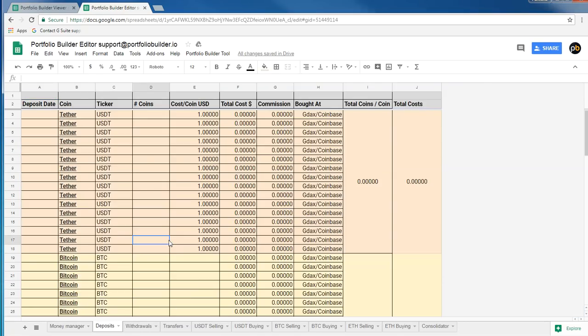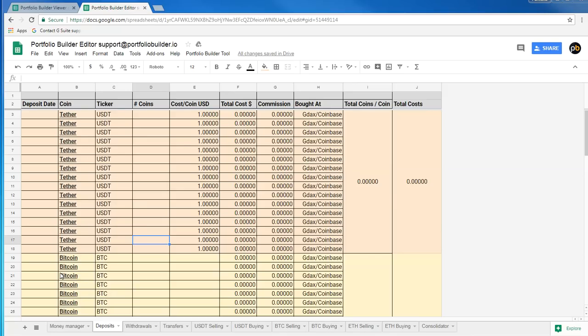So the most important tab to start off with is to fill out your deposits. Now, deposits are not when you're trading one coin for another. Deposits are when you're initially buying a coin with US dollars or whichever currency you're starting out with.